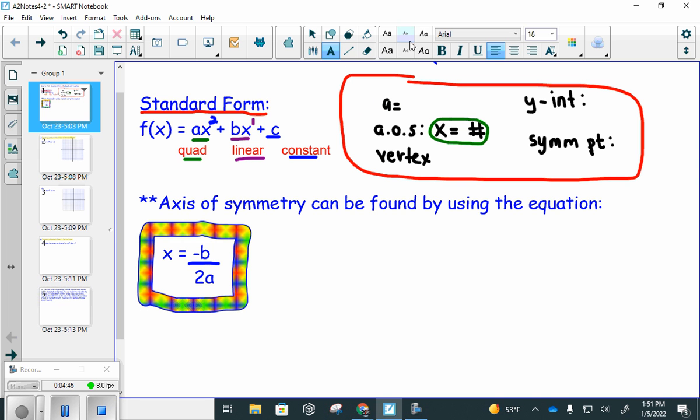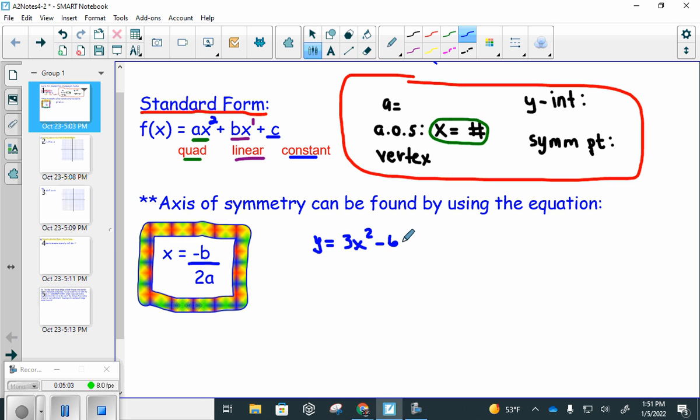So, for example, let me show you before we move forward. If you have the equation y equals 3x squared minus 6x plus 8. Based on the way I've written this out, it's definitely standard form. I see the quadratic term here. Linear term is the negative 6x, and the constant is the 8.